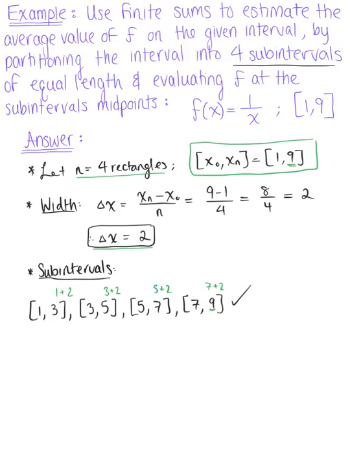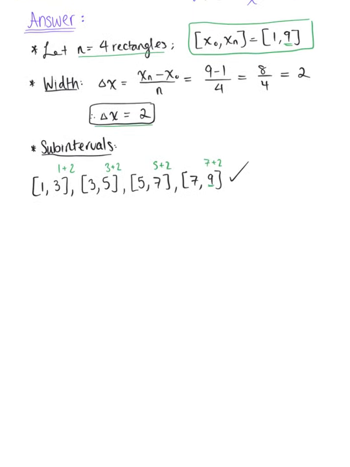Now here, we note that we want to use the midpoint of each one of these subintervals. We have nice whole numbers, so we can see that the midpoint of this subinterval, say m sub 1, is 2. The midpoint of our second subinterval is going to be 4. The midpoint of our third subinterval, m sub 3, is 6. And last but not least, the midpoint of our fourth subinterval is 8. So these are the midpoints that we're going to use to calculate the height.